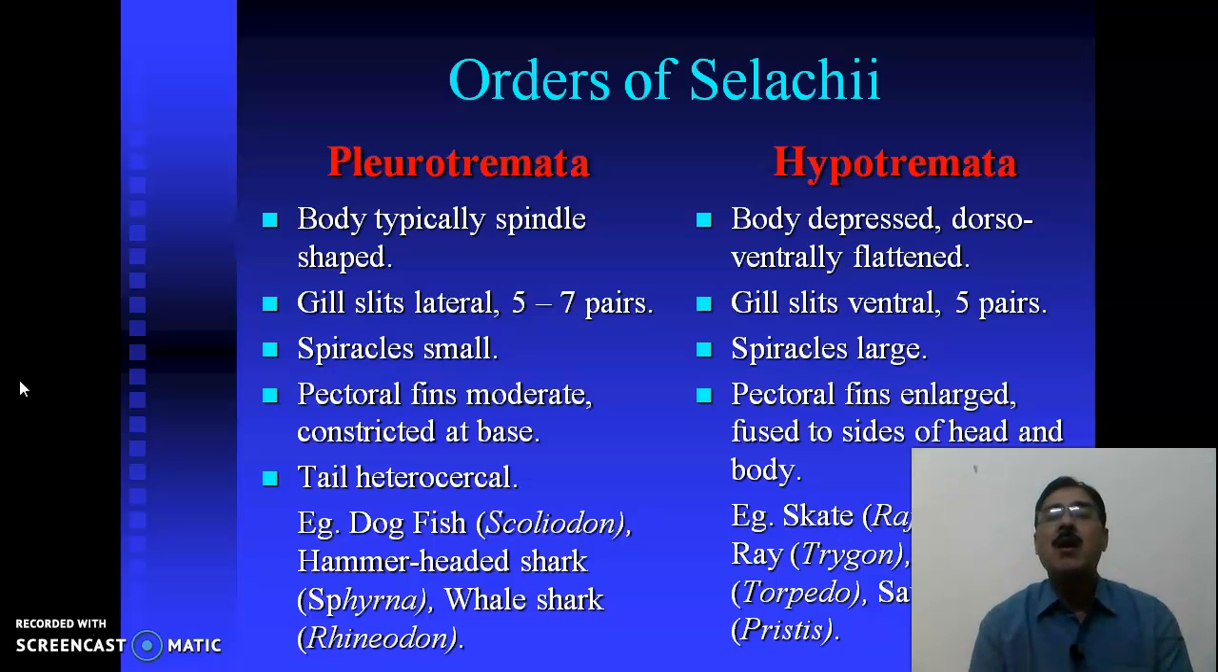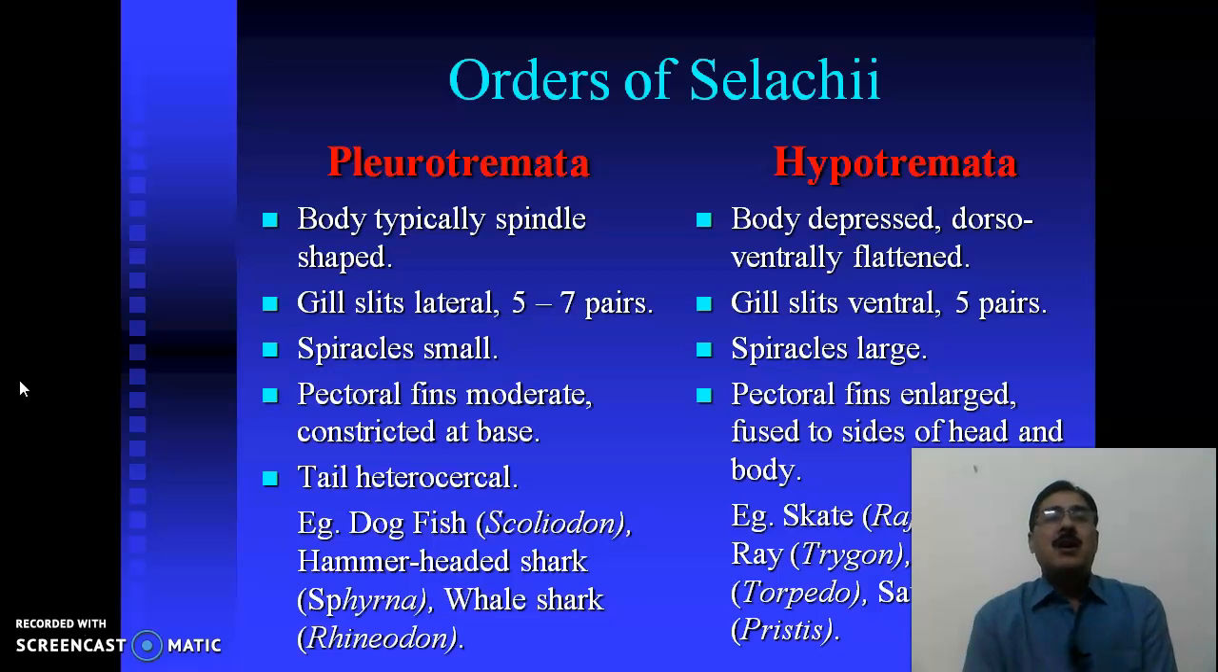Pleurotremata and Hypotremata. Pleuro means side, trema means hole, and eta means bearing. Means those fishes in which the gill slits are present on both lateral sides. Hypotremata, hypo means below, trema means opening, and eta means bearing. Means those fishes in which gill slits are present on the ventral side.